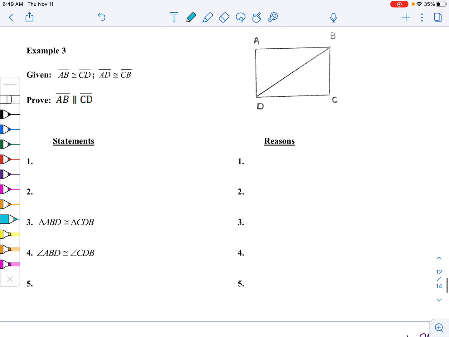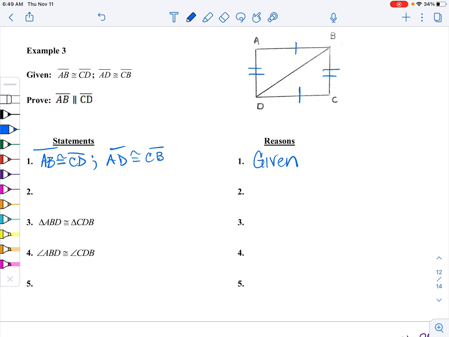Okay, let's look at one that's a little bit different. I'm going to start with my statements. I've got AB is congruent to CD, and AD is congruent to CB. And those are my given statements. And I'm going to go ahead and mark them. So AB is congruent to CD, and AD is congruent to BC. So that's those. Okay, and again, we're trying to prove the triangle is congruent first.